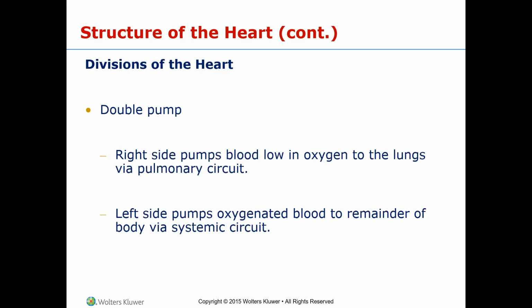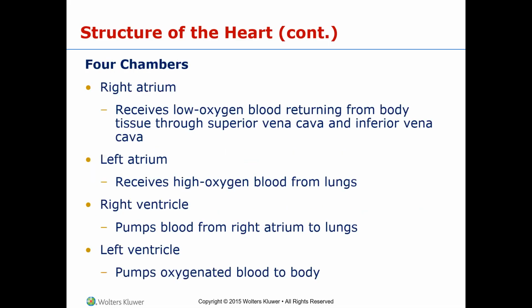So the right side of the heart pumps the blood that's low in oxygen, that's returning from the circulatory system to the lungs via a circuit that's called the pulmonary circuit. And then the left side of the heart is going to receive that oxygenated blood that is being received from the lungs, and it's going to pump all of that back out through the systemic circuit to the rest of the body. The heart itself is made up of 4 chambers.